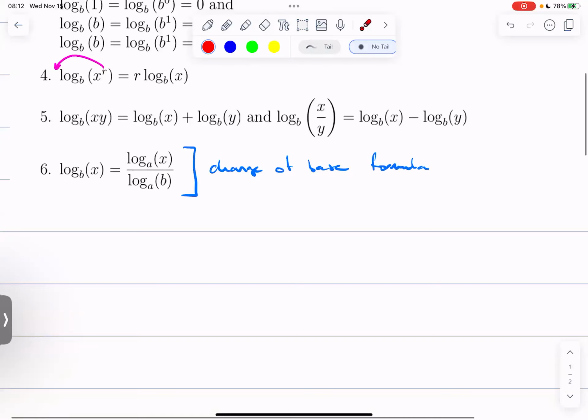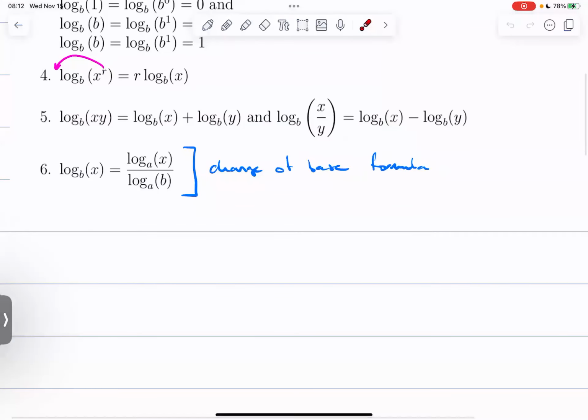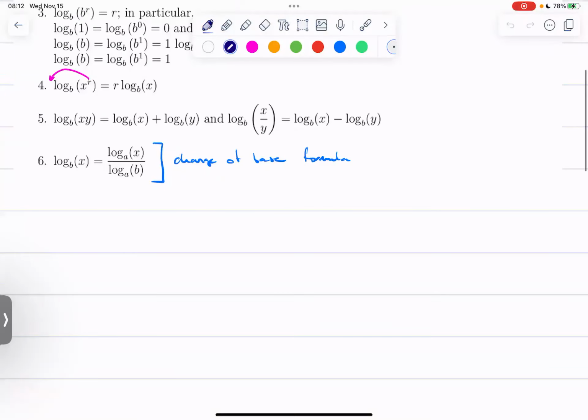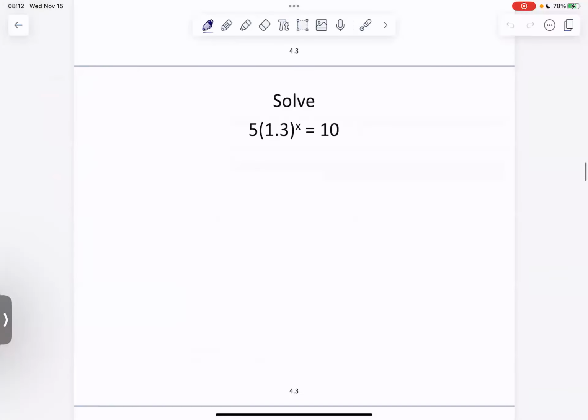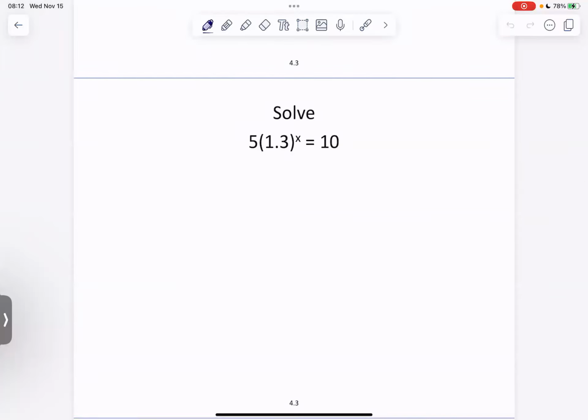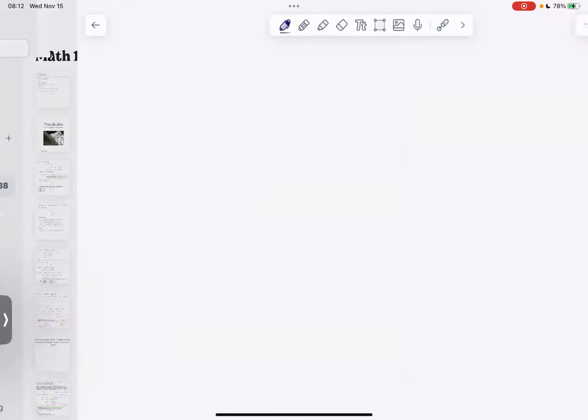Okay, now let's pick up some examples. End of the review. So we were just doing examples. Did we solve that already? I think so. Let me check.